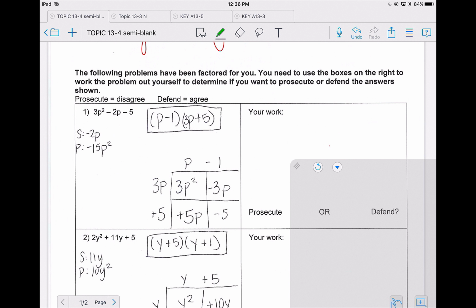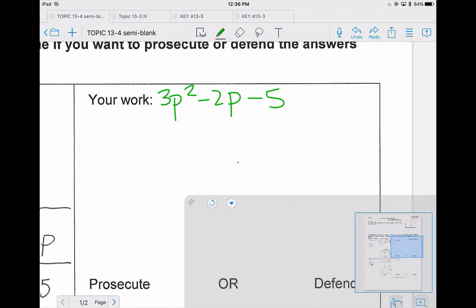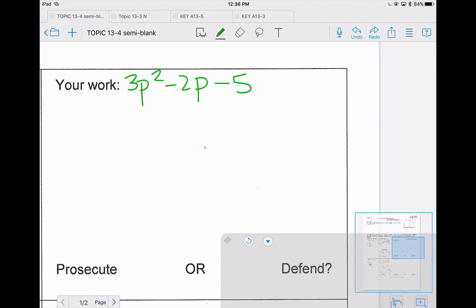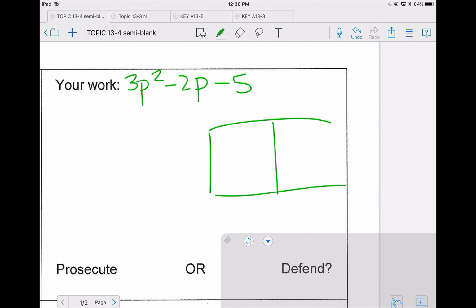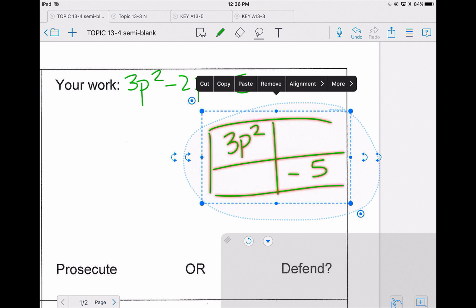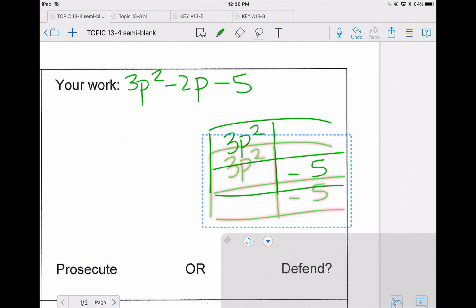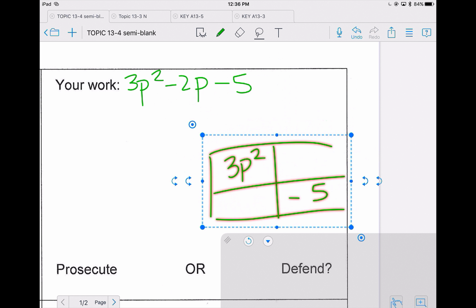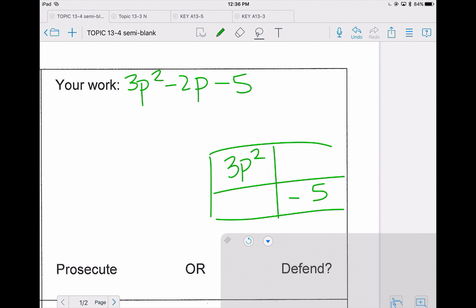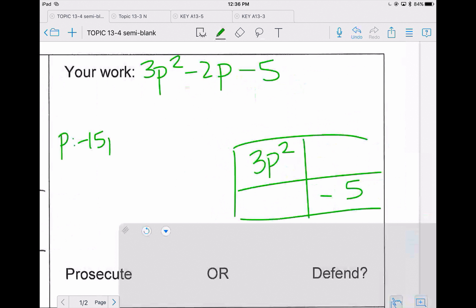So problem 1, and this is written on your paper, you have 3p squared minus 2p minus 5. So when I look at this, the first thing I ask myself is, is there a GCF? Nope. So I can go ahead and put it in a box. I have 3p squared minus 5. Let's scoot it down just a little. So 3p squared minus 5. My product is negative 15p squared. My sum is negative 2.